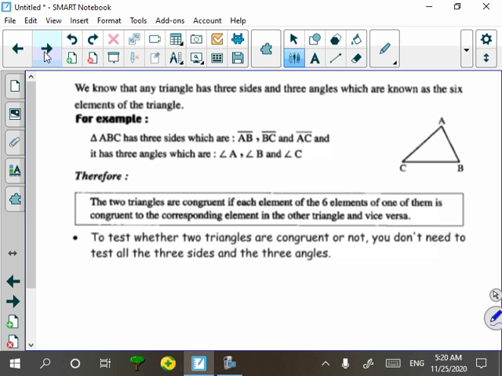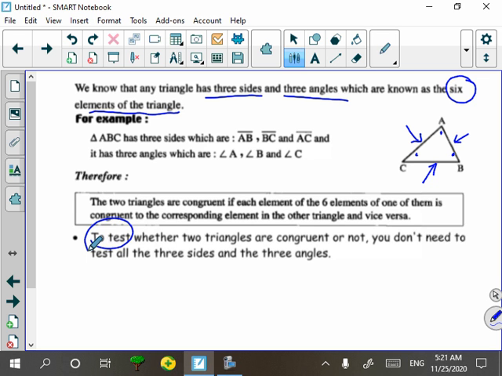We know that any triangle has three sides and three angles, which are known as the six elements of a triangle. For example, triangle ABC has three sides, AB, BC, and AC, and it has three angles, angle A, angle B, and angle C. To test whether two triangles are congruent or not, you don't need to test all of the three sides and the three angles. For congruent triangles, we have four cases.